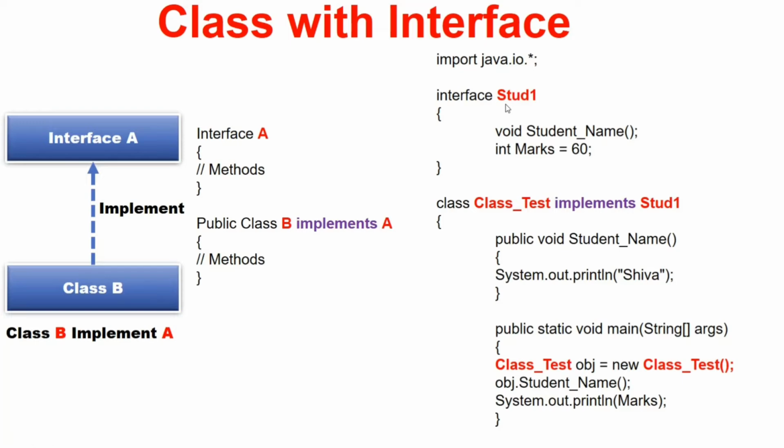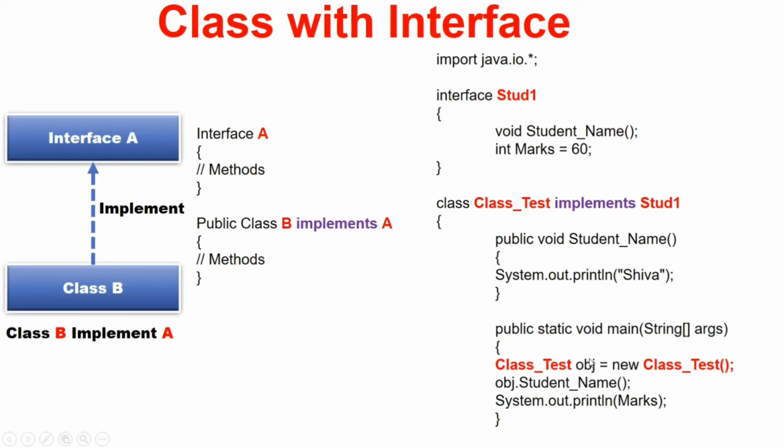So we have an interface named student1. This student1 interface has a student name as well as marks. So student name is a method here. There is no definition. It's only a method. So the description will be available in the class. So this method is going to print the name of a person. Okay. Now let's move on to the class. So the class name is test_class. This test_class is going to implement this student1 interface. So this class test is going to implement the student1 interface, right?